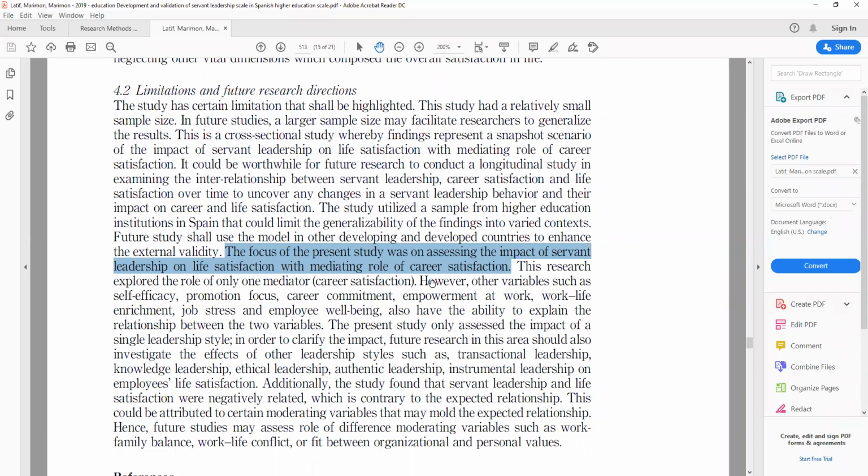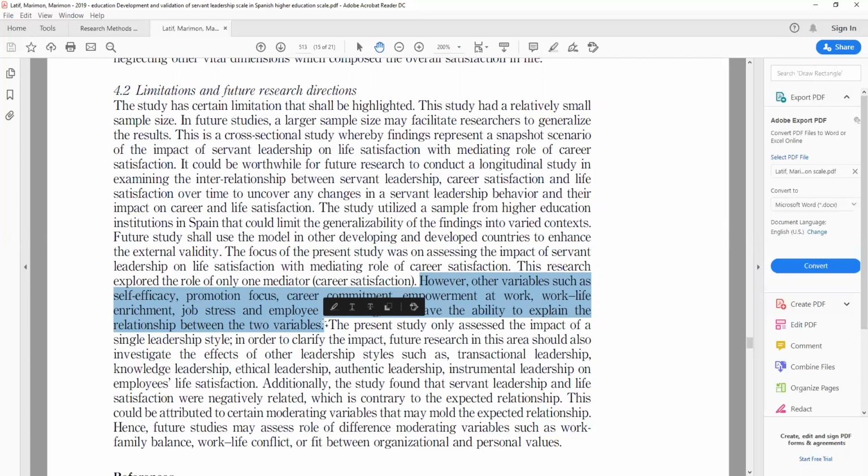So this study now recommends that other variables such as self-efficacy, promotion focus, career commitment, empowerment at work, work-life enrichment, job stress, and employee well-being can also serve as mediators between these variables. These variables can also be studied in relation to servant leadership and life satisfaction.